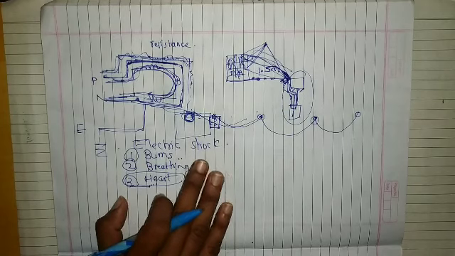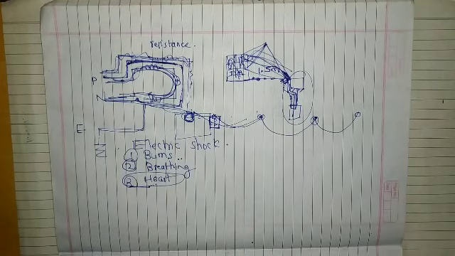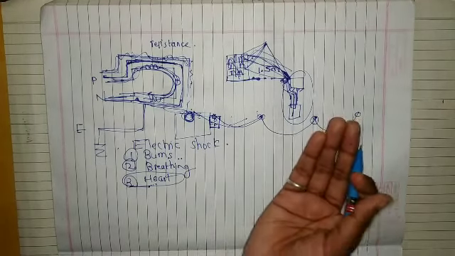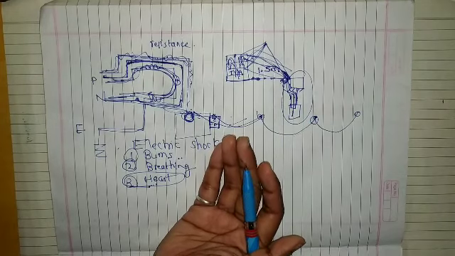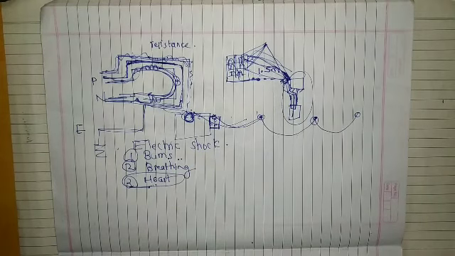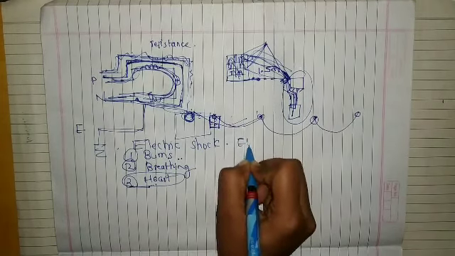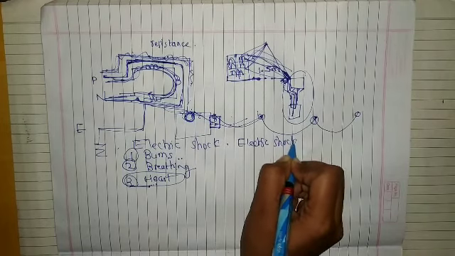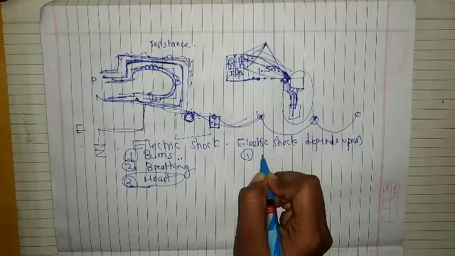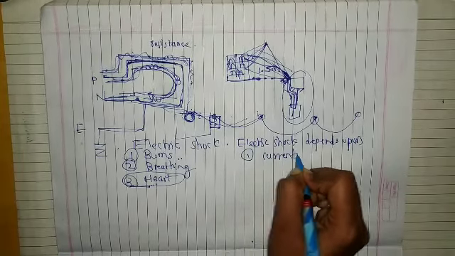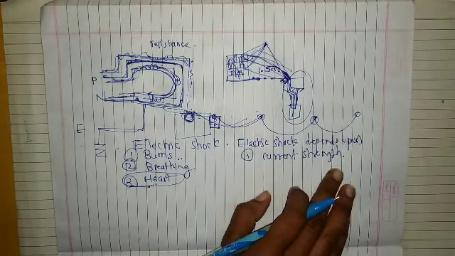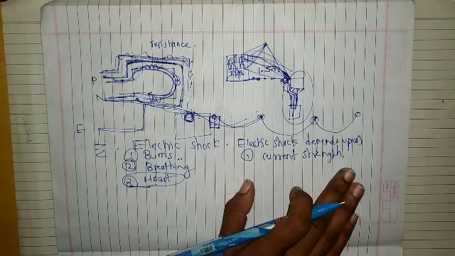Now the seriousness of electric shock depends upon some factors. That means on which factors this shock depends. The shock may be severe, or it may be less severe, right? So we have to classify that. The electric shock depends upon, first, current strength, right? So what does strength mean? The effect.